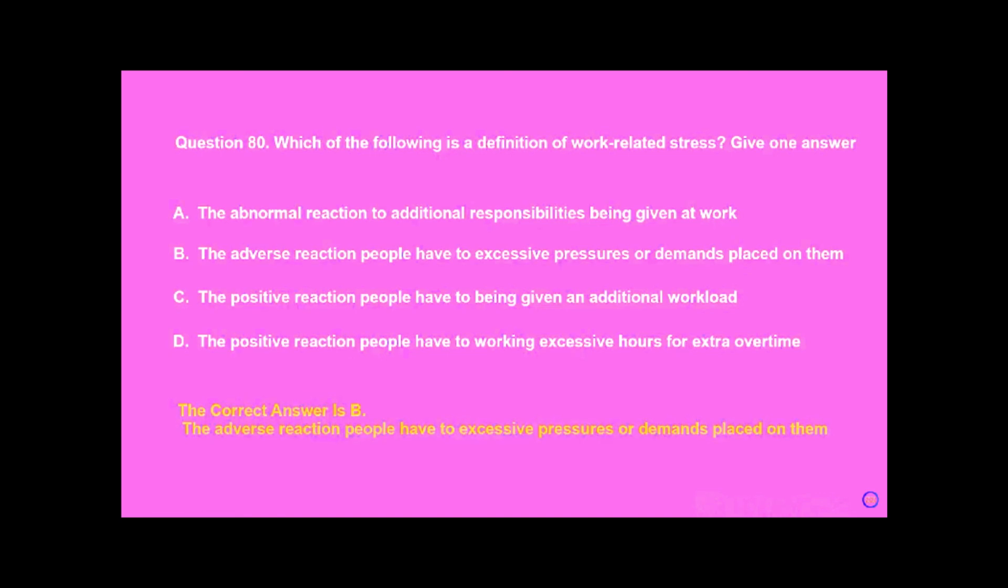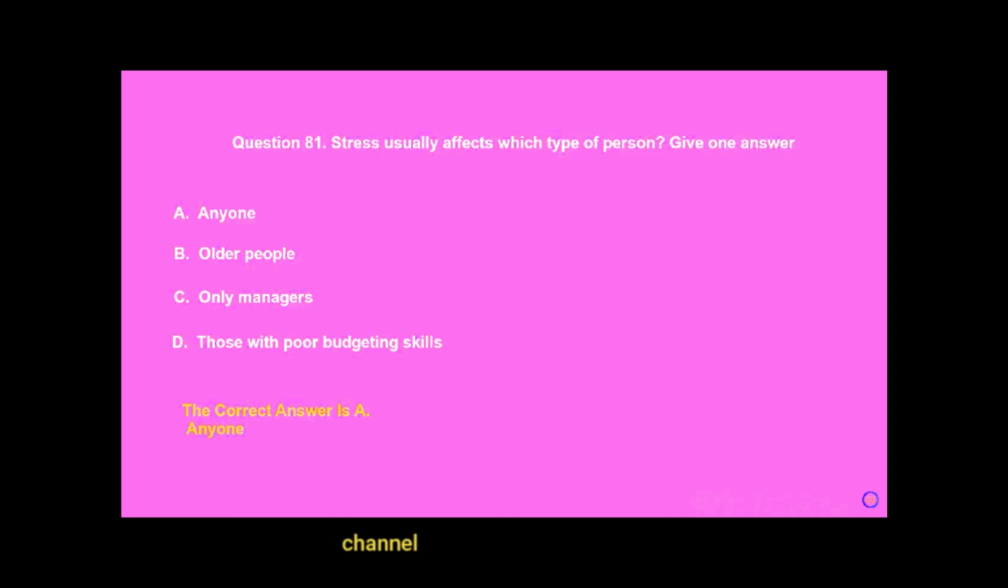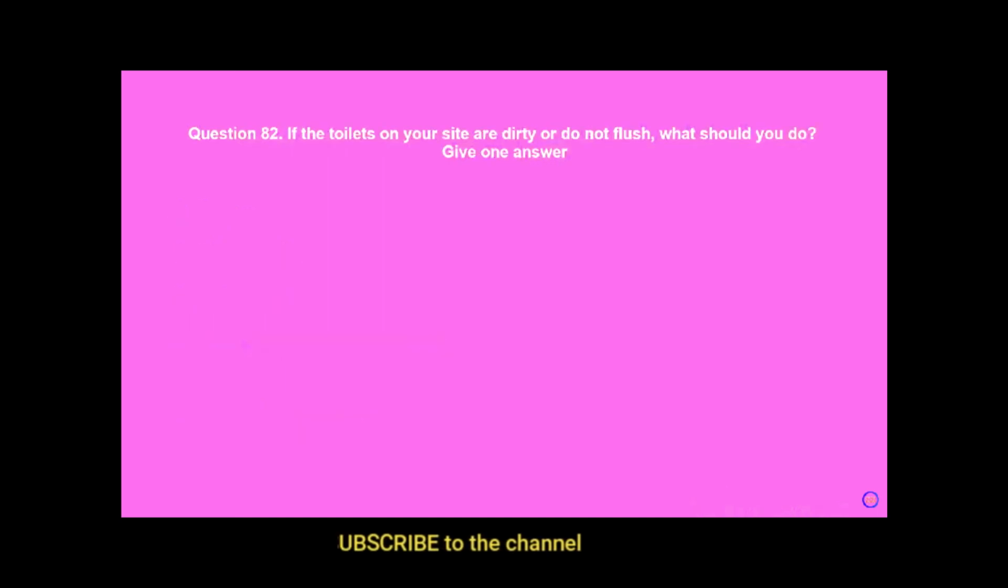Question 81. Stress usually affects which type of person? Give one answer. A. Anyone. B. Older people. C. Only managers. D. Those with poor budgeting skills. The correct answer is A. Anyone.